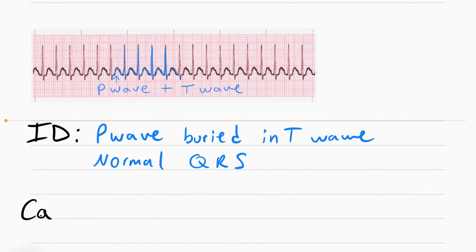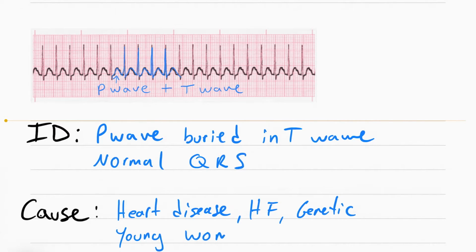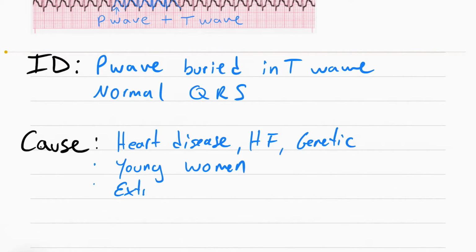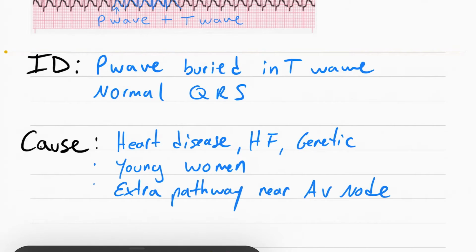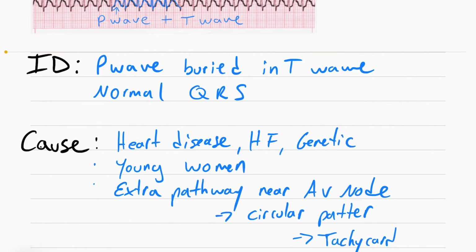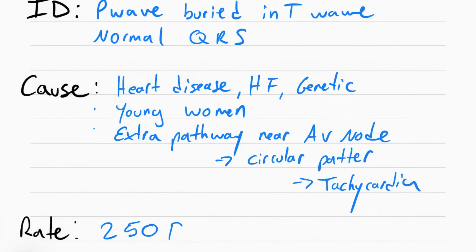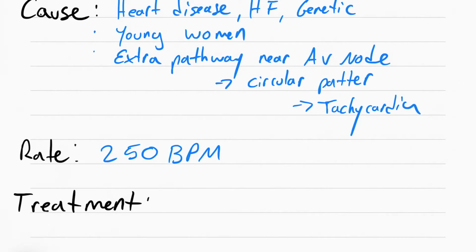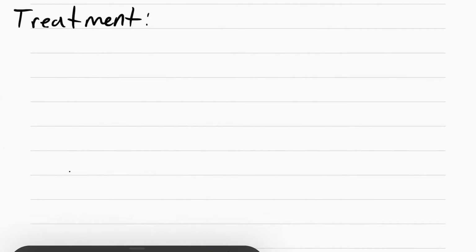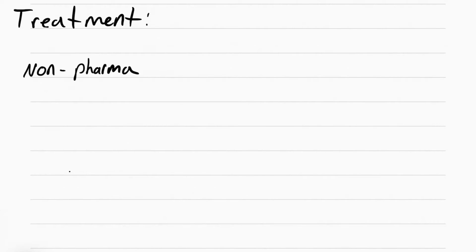The reason this happens is because of heart disease, heart failure. It could be genetic. Young women are especially at risk. Now, what happens for SVT to occur is that the heart actually has an extra pathway where the electrical signal can go in. The extra pathway is near the AV node. And when it enters this extra pathway that is not supposed to be there, the electrical signal goes in a circular pattern, causing extreme tachycardia. The rates can be as high as 250 beats per minute. And even though it's very fast, SVT is usually not an emergency.